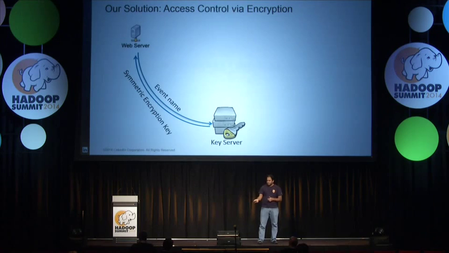So the key server will give the web server a symmetric encryption key. We are using symmetric encryption here, and it will be specific to that particular web server. So it's not like we are giving keys that are used in other producers. And the web server will know what fields to encrypt. This can be present either in the key server or in the schema itself.